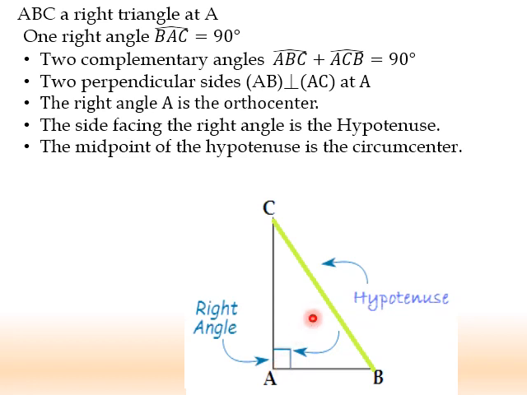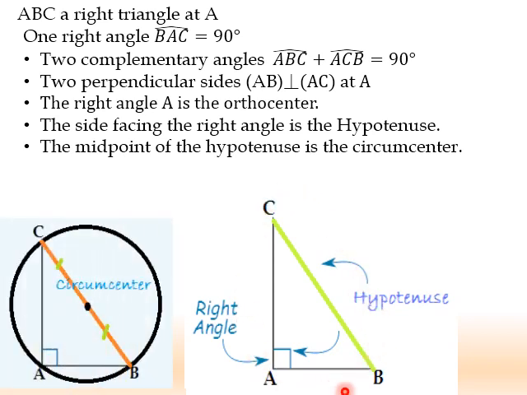The midpoint of the hypotenuse is the circumcenter, or the point of intersection of the perpendicular bisectors. The midpoint of the hypotenuse is the center of the circle circumscribed about the triangle ABC. Here, for example, O is the midpoint of BC. It divides the segment into two equal parts.